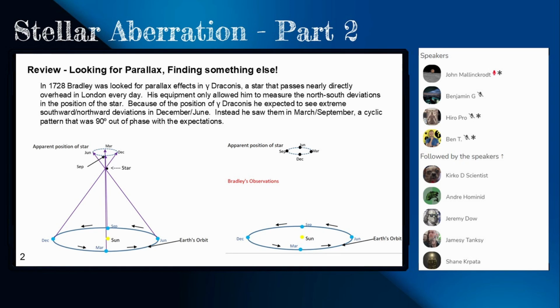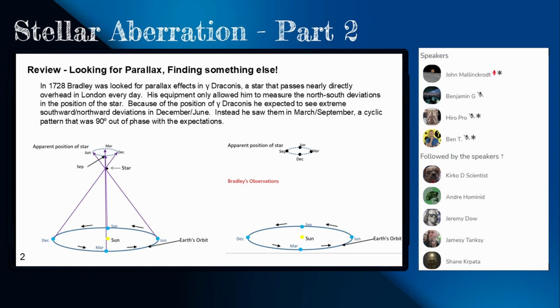The problem was it was 90 degrees out of phase with what he expected. In December, rather than the star shifting over to the right, as shown in the diagram on the left, it actually shifted out of the page. It shifted in the direction of the Earth's motion, not opposite the position of the Earth, but shifted into the direction of motion of the Earth. And the same thing was true in March. In March, when the Earth was moving to the right, the star was shifted to the right, and so on, all the way around. And that means a path that's 90 degrees out of phase. That's what he expected for parallax.